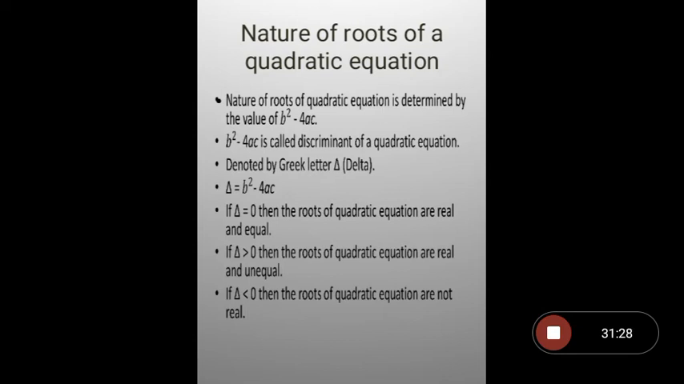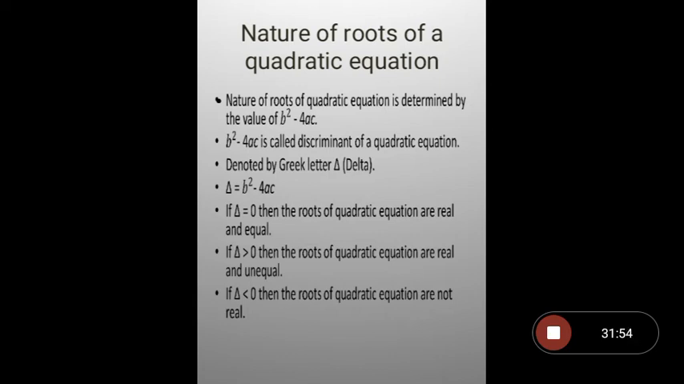Okay. So this value b square minus 4ac is called the discriminant of the quadratic equation, and it is denoted by the Greek letter delta. Students call this delta a triangle, so we can call it a triangle. So delta is equals to b square minus 4ac.